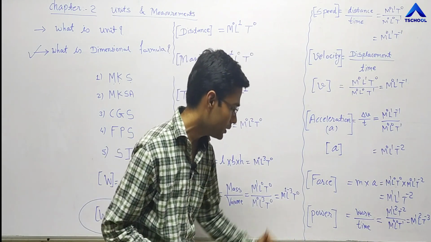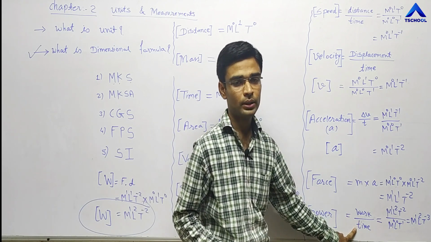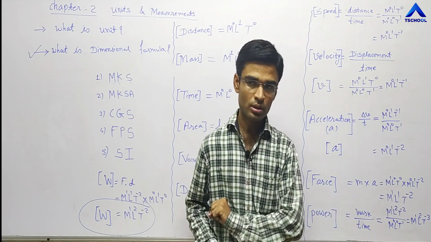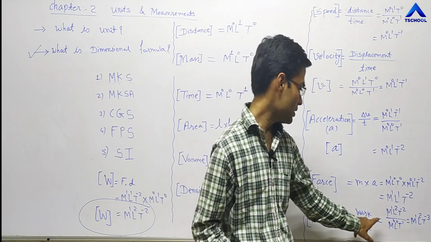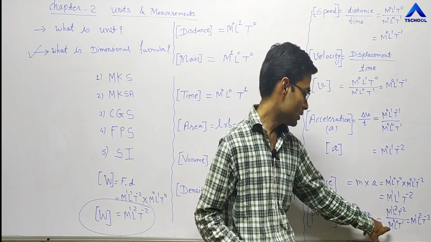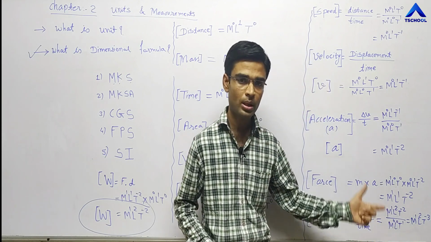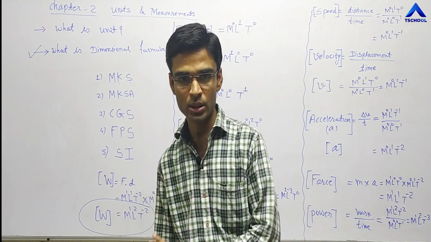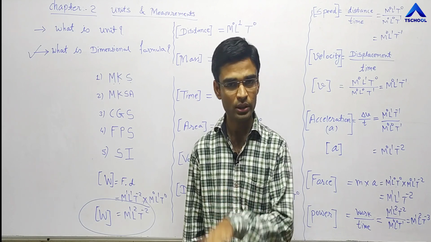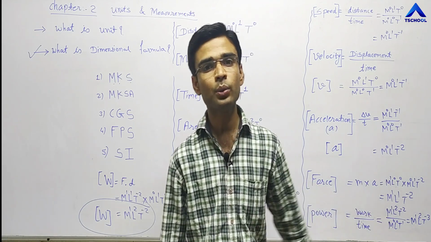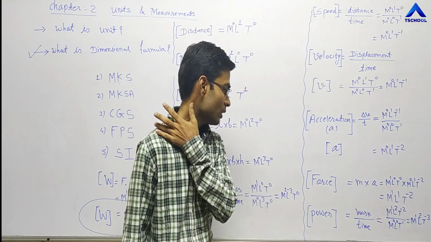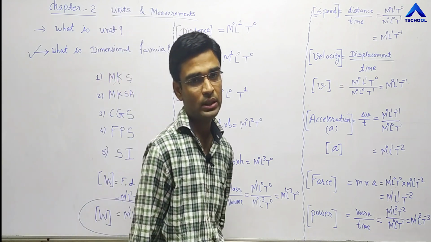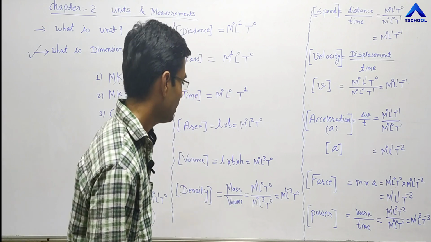The dimensional formula of power is equal to work by time. Work means force into distance or force into displacement. The dimensional formula of work is M1 L2 T minus 2, divided by time, M0 L0 T1, which is equal to M1 L2 T minus 3. That is the dimensional formula of power. We will learn this in the next few lectures in the chapter on work, energy and power.